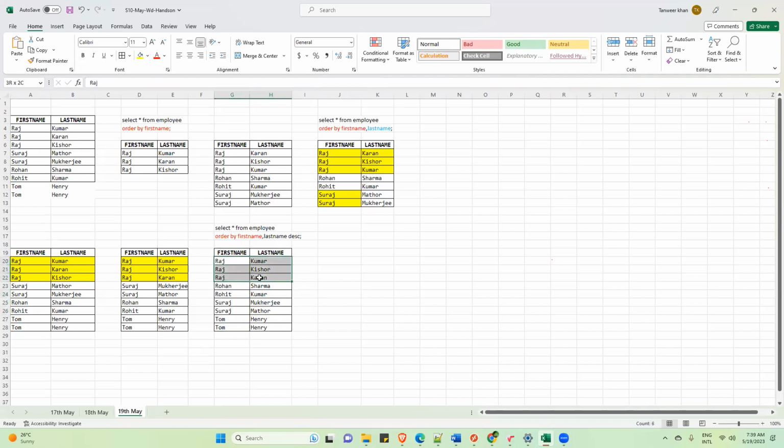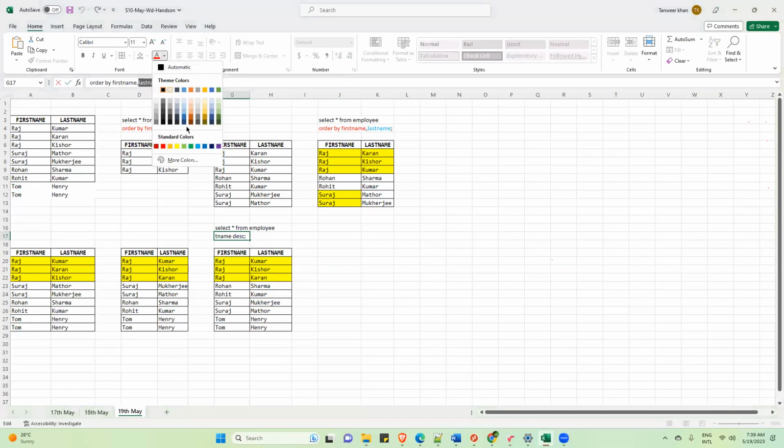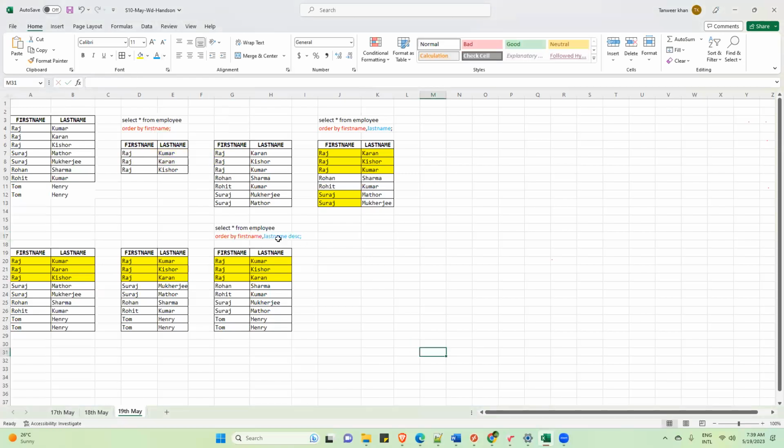Then the engine will see that we have multiple Raj. Then what will the engine do? It will check whether the user has given any other condition. Yes, the user has mentioned that if you have multiple records with the same first name, then you have to consider the last name, but in descending order. So here Raj Kumar, Raj Kishore, Raj Karan: U, then I, then A. So it is in descending order. Here the first name is in ascending order, but the last name is in descending order. Is this clear?